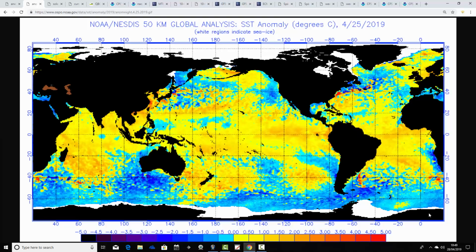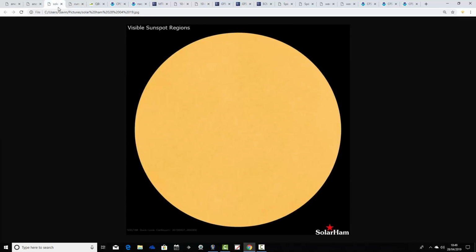That's important because if the sea surface temperature anomalies remain close to or below average into the summer, then that could have a dampening effect on the hurricane season. But of course, it's very, very early to say that one way or another.